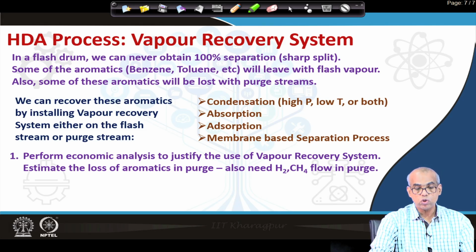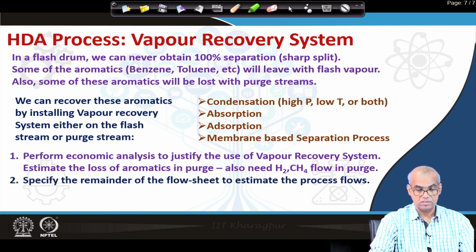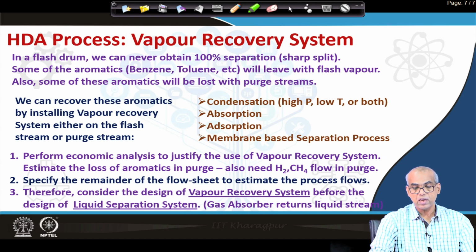So, we have to estimate the loss of aromatics in the purge. If the loss is considerable, we must go for a vapor recovery system. So, we need the hydrogen and methane flow in the purge. These flow rates are required to perform an economic analysis. So, you have to specify the remainder of the flow sheet to estimate the process flows. Therefore, we consider the design of the vapor recovery system before the design of the liquid separation system.